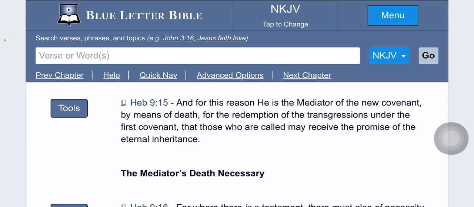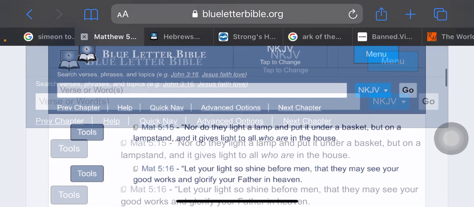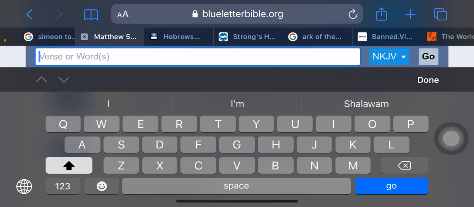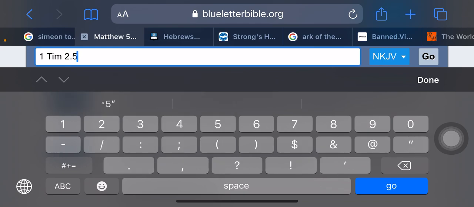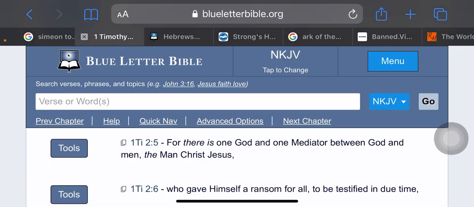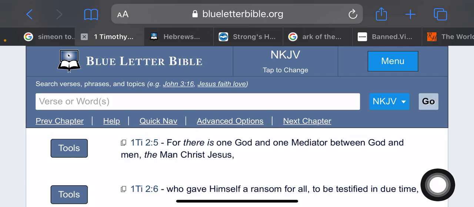You also have the book of, is it 1 Timothy? Let's go get it. So I believe it's 1 Timothy 2:5. Now, this is the book of 1 Timothy chapter 2, verse 5. It says, For there is one God and one mediator between Yahweh and the men, the man Yahawashi HaMashiach. Okay? For there is only one mediator between God and men, you know? And that mediator is Yahawashi.